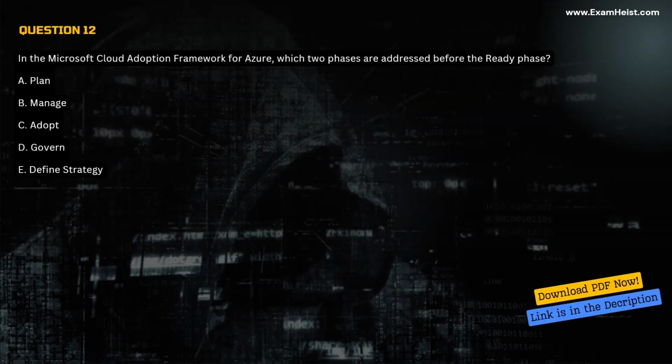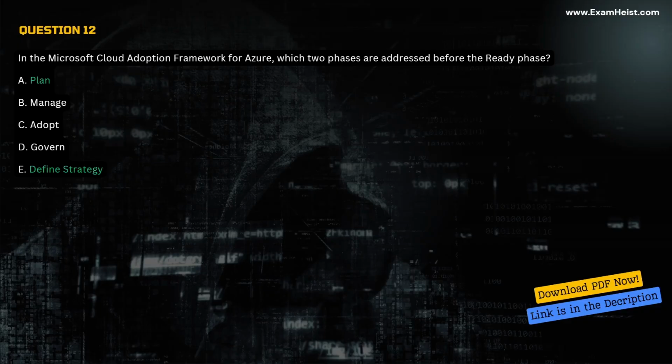Question 12. In the Microsoft Cloud Adoption Framework for Azure, which two phases are addressed before the Ready phase? A. Plan. B. Manage. C. Adopt. D. Govern. E. Define strategy. Correct answer A and E.